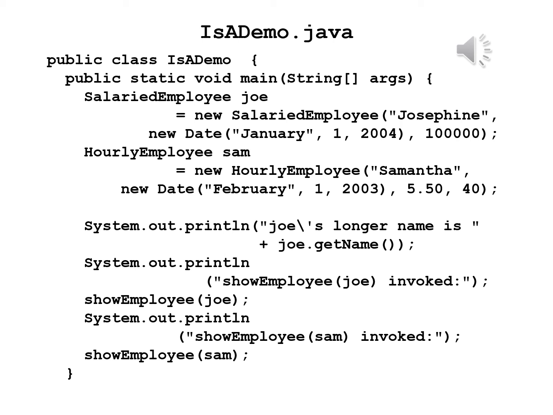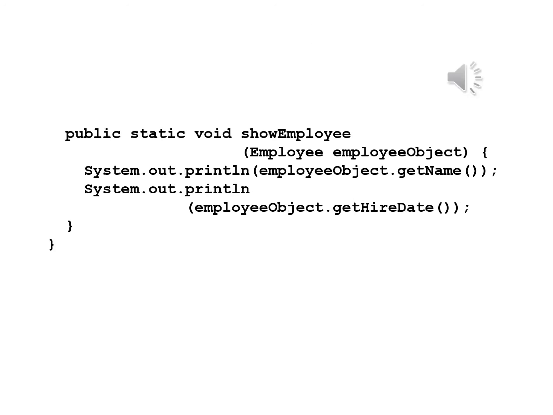We'll also have an hourly employee here, HourlyEmployee sam equals new HourlyEmployee, "Samantha", new Date, February 1st, 2003, 5.50 and 40. System.out.println, "Joe's longer name is", joe.getName. System.out.println, "showEmployee(joe) invoked". showEmployee of joe. System.out.println, "showEmployee(sam) invoked". showEmployee of sam. And now we write the method showEmployee.